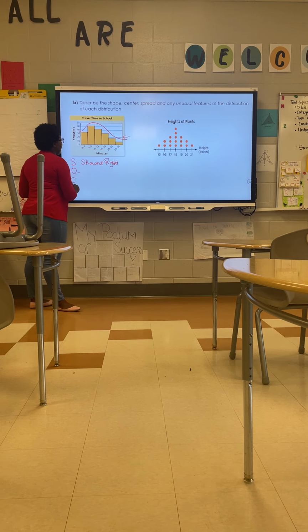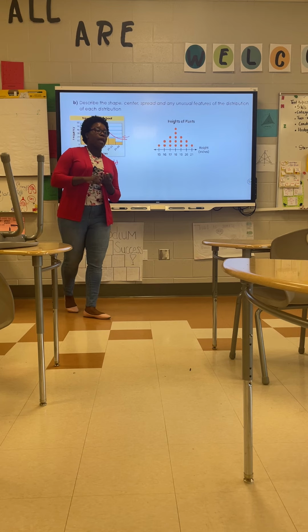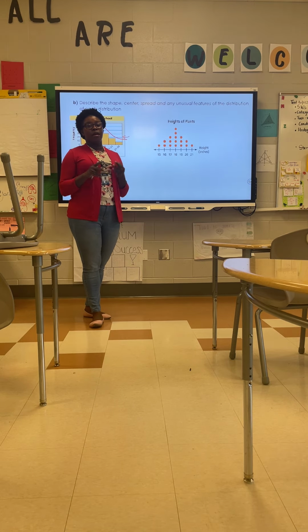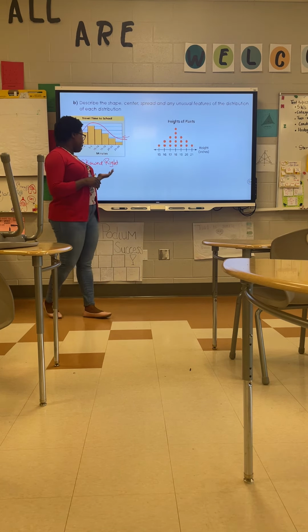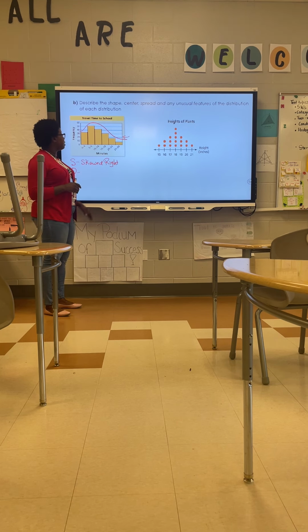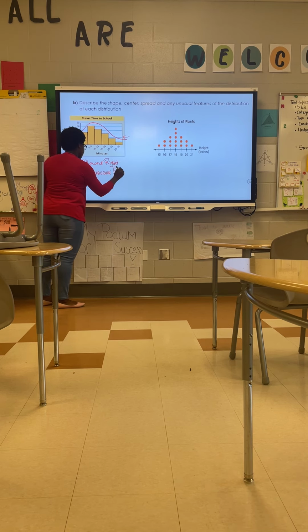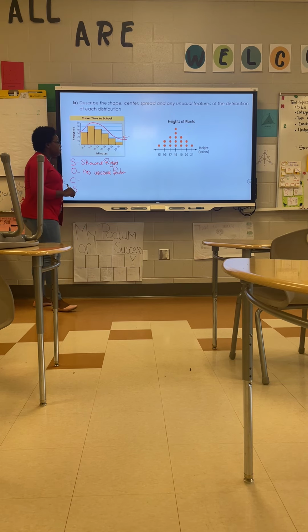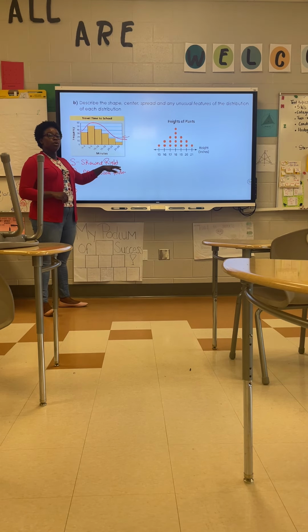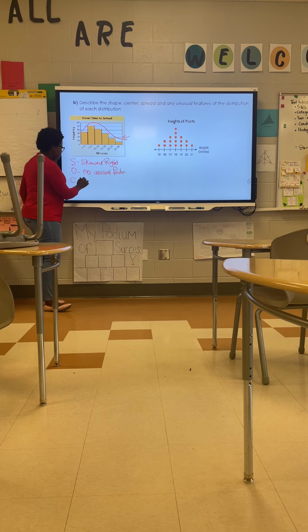For the outlier, I look to see if there's any gap, any cluster, or any other unusual feature. In this case, there are none because all the intervals are accounted for. So we're going to say no unusual feature. For the center, since my data is skewed, I'm going to tell my median.